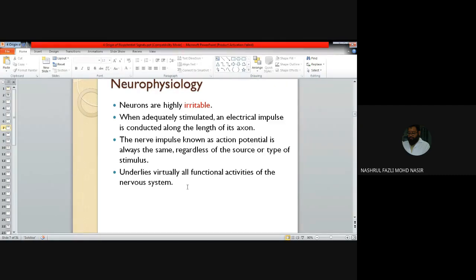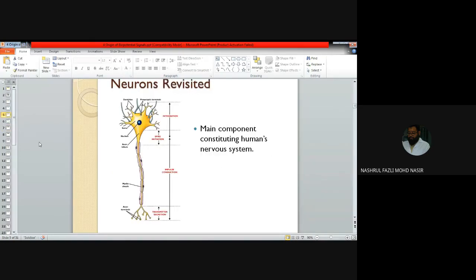Coming back to the notes, please refer to page number 5. An action potential originates at the axon hillock. You can see here the axon hillock, at the neck, the junction of the axon and the cell body, and it's actively conducted down the axon into the axon terminal.